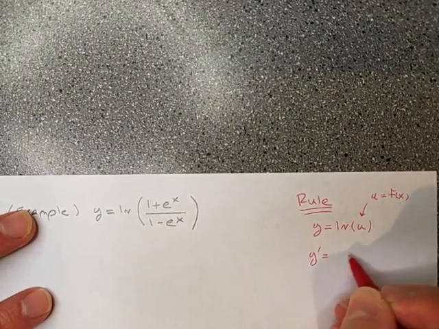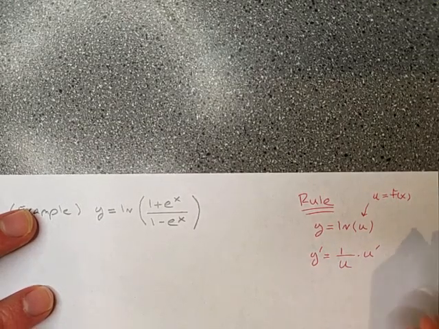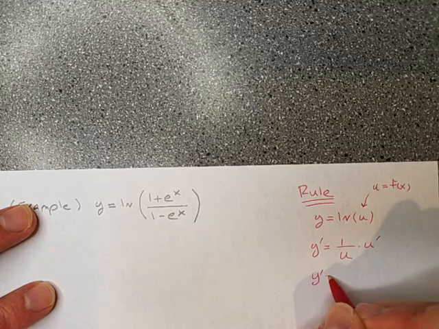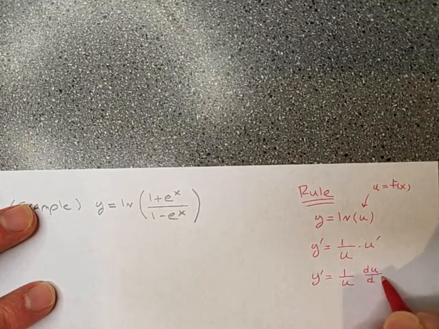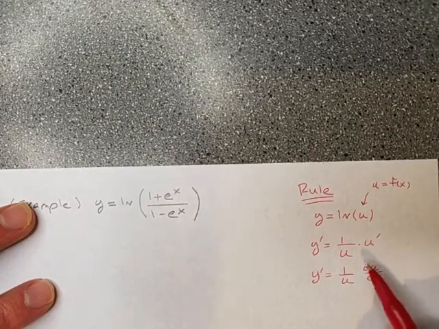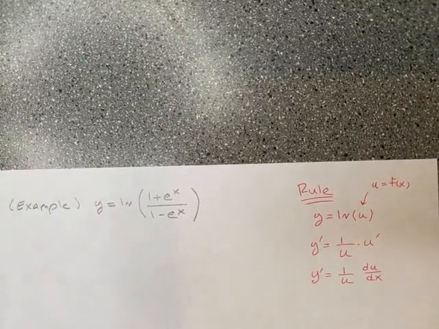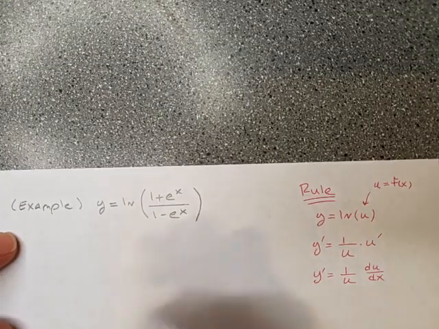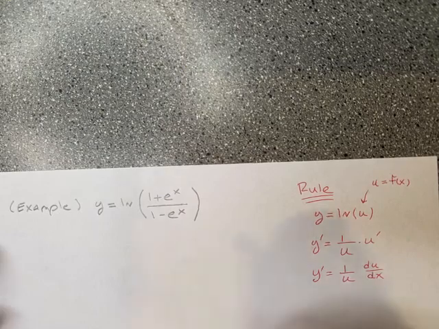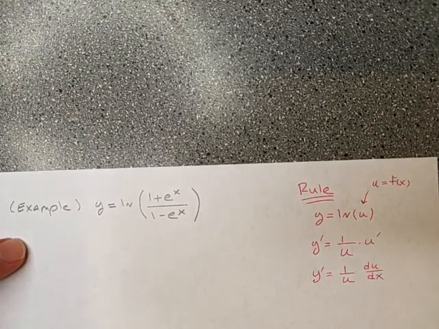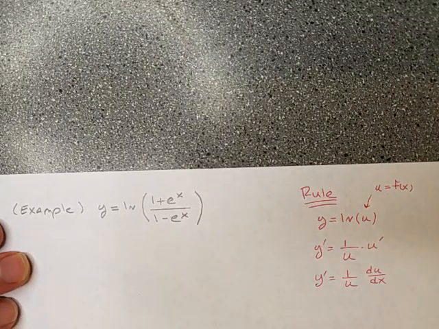y prime is going to be 1 over u times u prime, or you might see it as 1 over u times du over dx. Either way, they say the same thing. It's 1 over u times the derivative of the u. That's what we want for this. Okay, I could do this one the way it is, but I can also simplify it. I'll have to give you another rule, I think, to make this easier.